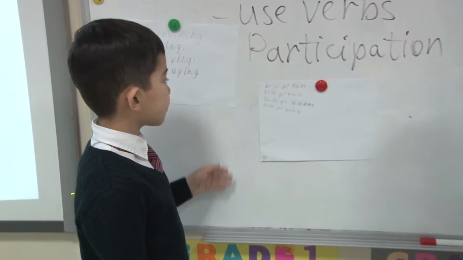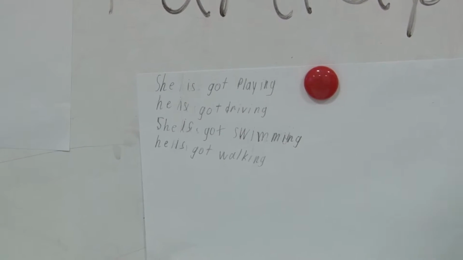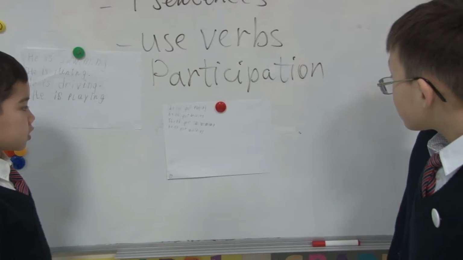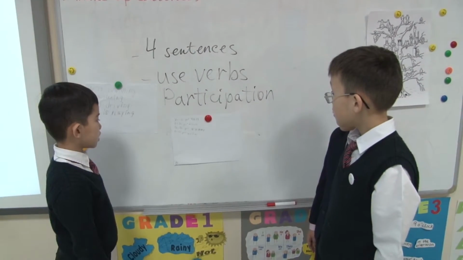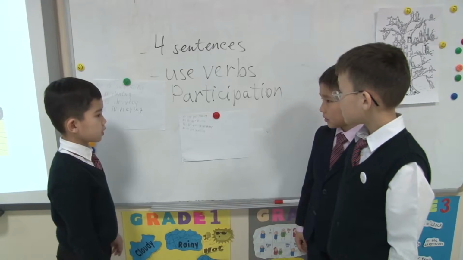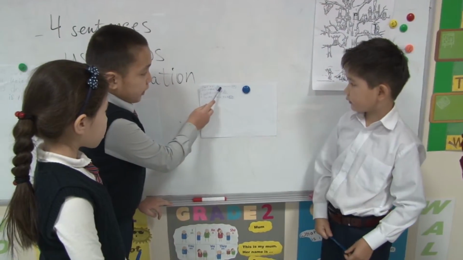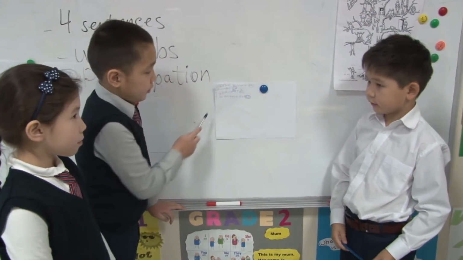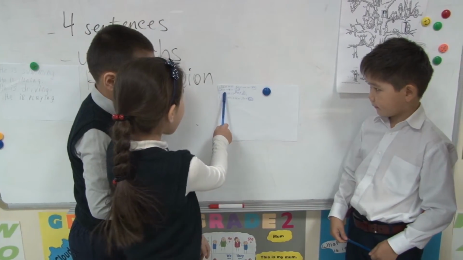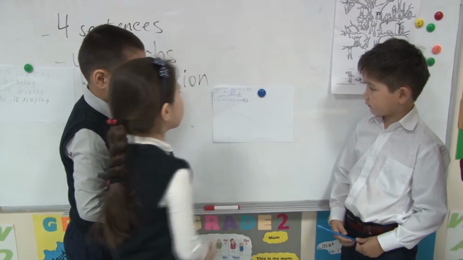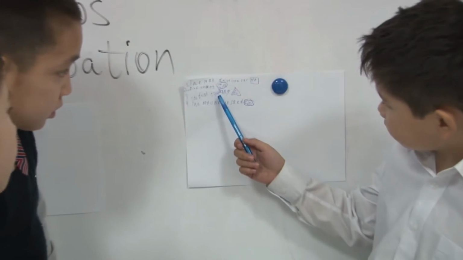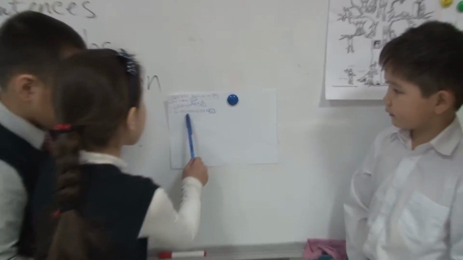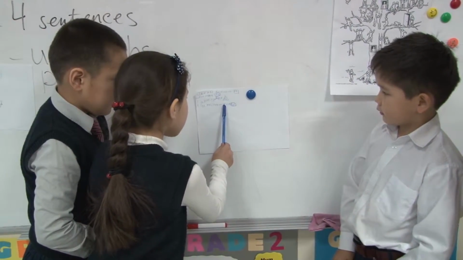She is good playing. He is good driving. She is good swimming. He is good walking. The Max driving car. The dara is flying. The fish is picking. The bob is playing sand.